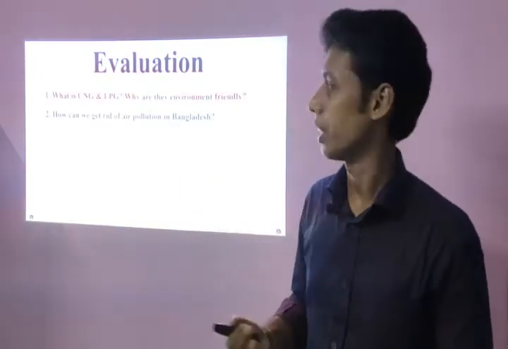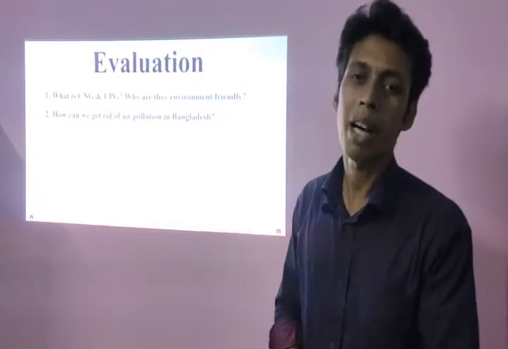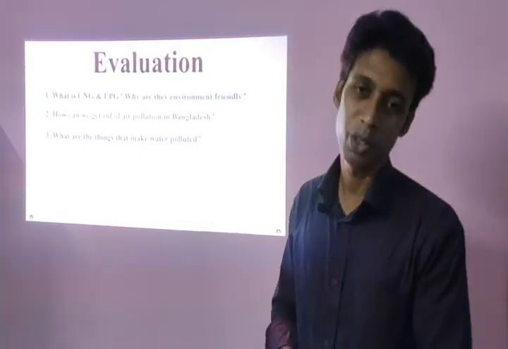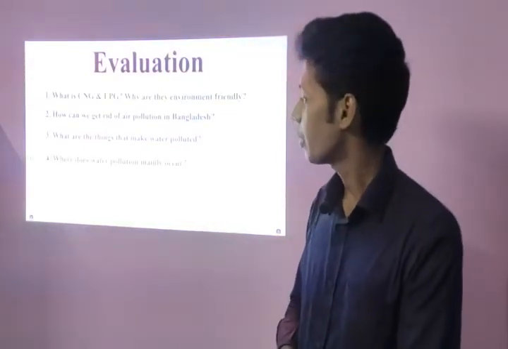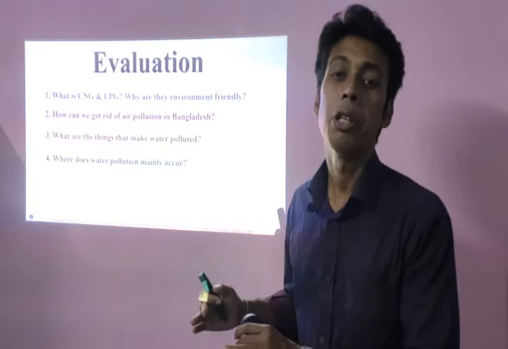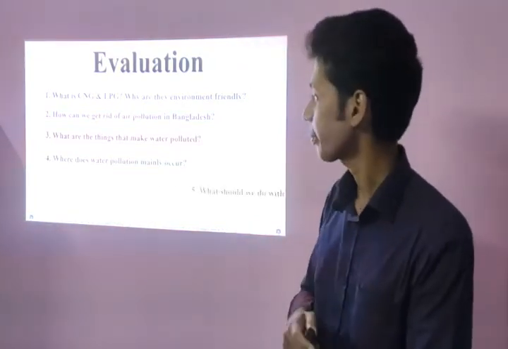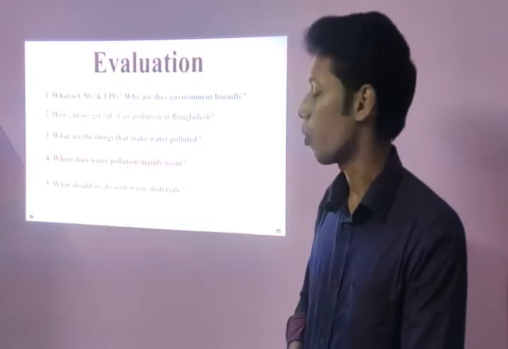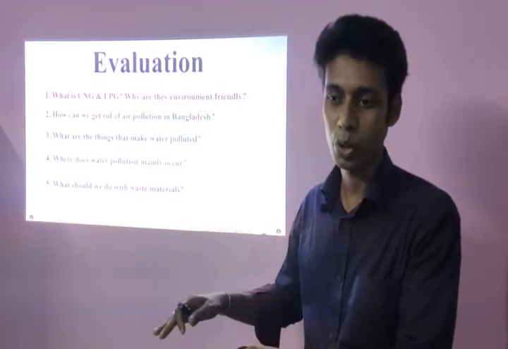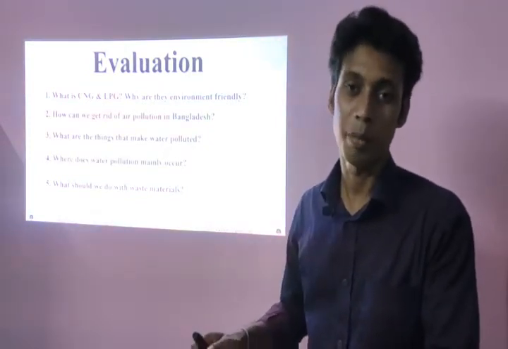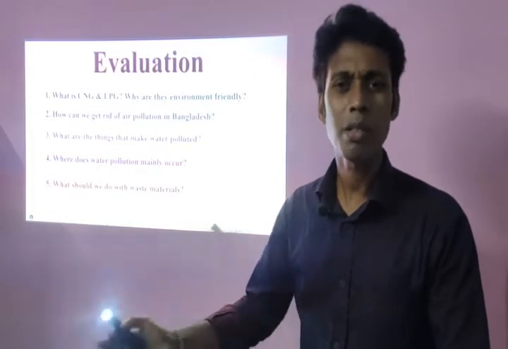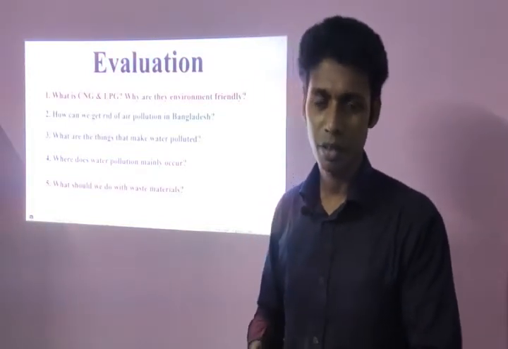Okay, how can we get rid of air pollution in Bangladesh? That is very easy. Third one is, what are the things that make water polluted? That is also easy. Fourth question, where does water pollution mainly occur? In local area, in urban area, or in rural area? Okay, what should we do with waste materials? Should we throw them into the drain or water or into soil or on the soil? So that is very easy.